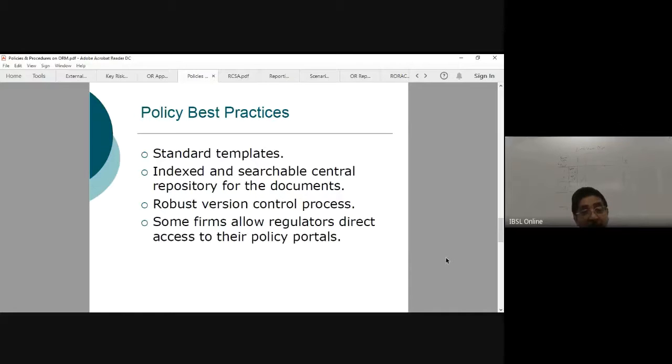And it should be indexed and searchable, with a central repository for the documents. And there should be version control. What is the version? What is the type of volume or whatever it is? It should be there. Some firms allow regulators direct access to their policy portals. Now in most cases, you have internet portals or portals for policies. All the policies are available with a certain index in that portal.